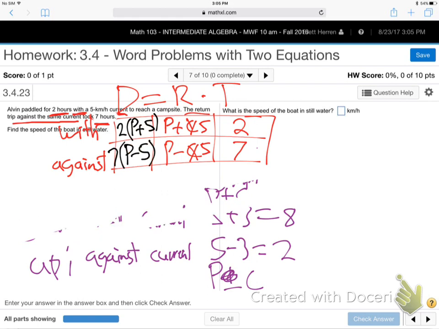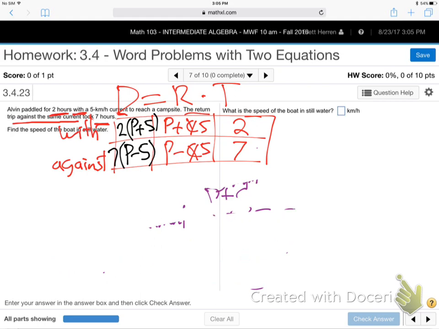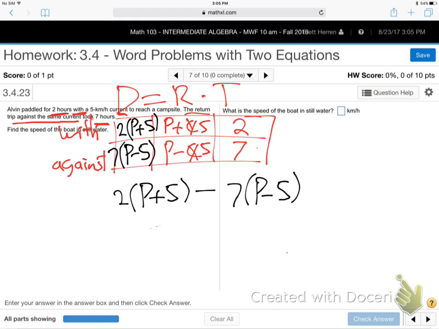Okay, good. And are there any other numbers anywhere in this problem? Nope. So what am I going to do with my 2 boxes? Set them equal. And it's because the distances are the same. It's the same trip. It's just downstream and upstream between the 2 points on the river. Same distance, right? The distances are equal. Then you just solve. Dot, dot, dot.